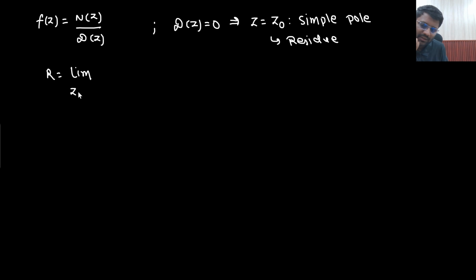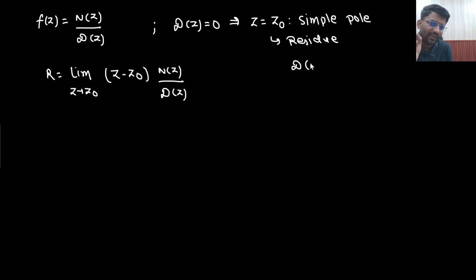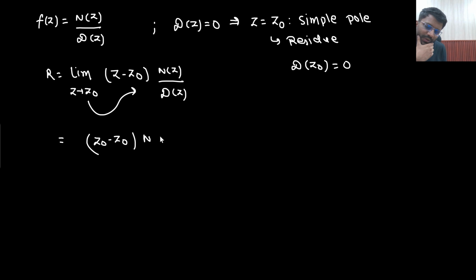That would be limit z tending to z naught. What is the method? The method is, sir, you multiply with z minus z naught, n of z divided by denominator of z. Now the denominator of f of z was 0 when z was equals to z naught. So what does that mean? D of z naught equals to 0 only, right? Because if you put z equals to z naught, then the denominator is coming out to be 0. Now sir, if I put this z naught directly here, what I will get? z naught minus z naught into numerator of z naught divided by denominator of z naught. So z naught minus z naught is 0 by 0. So what I can do? I can apply L'Hopital rule.